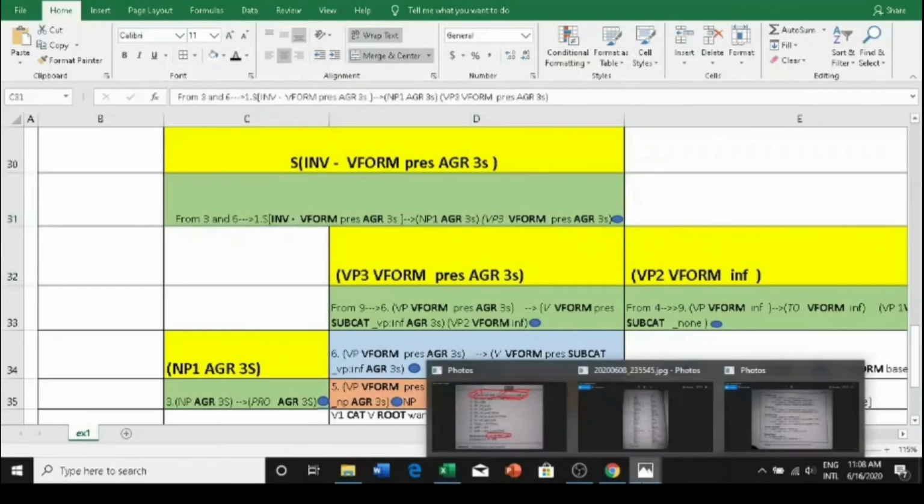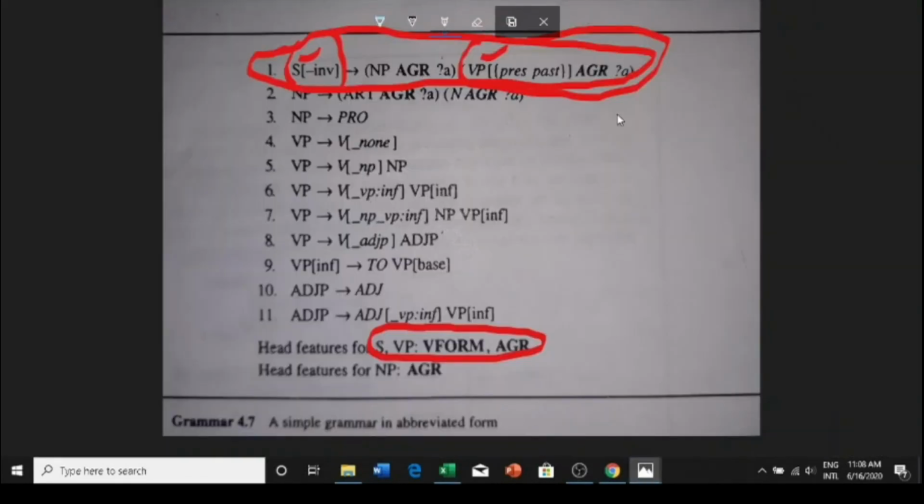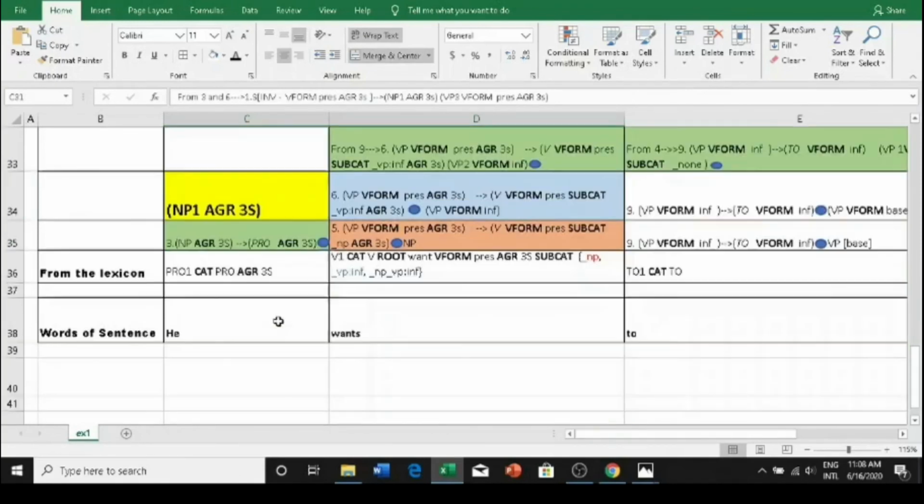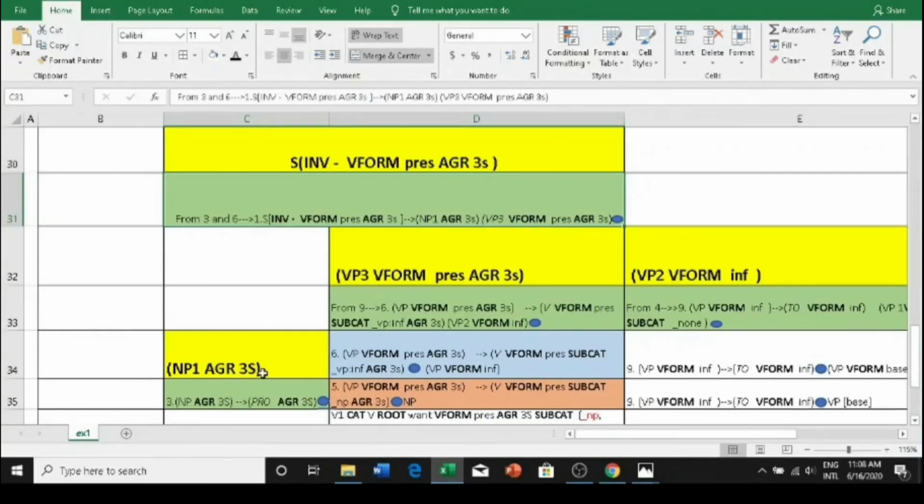Note that for this rule the agr value of VP should match with NP, because they have the same variable written over here. NP has an a, and agr over here also has an a. So we got that the VP part has an agr 3s. Now we have to see whether NP also has 3s. Yes, NP also has 3s, so this part is perfect. The right side is a perfect match.